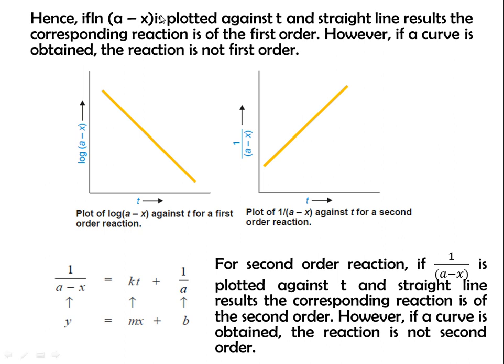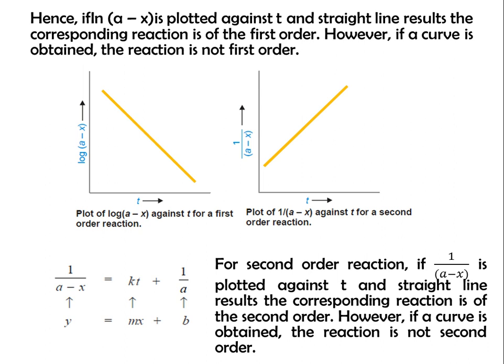So if log of a minus x is plotted against t and a straight line results, the corresponding reaction is first order. However, if a curve is obtained, the reaction is not first order. For a second order reaction, if 1 upon a minus x is plotted against t and a straight line results, the corresponding reaction is of second order. However, if a curve is obtained, the reaction is not second order.